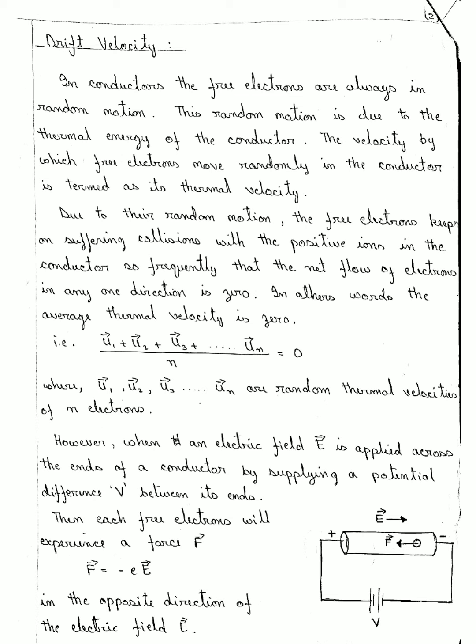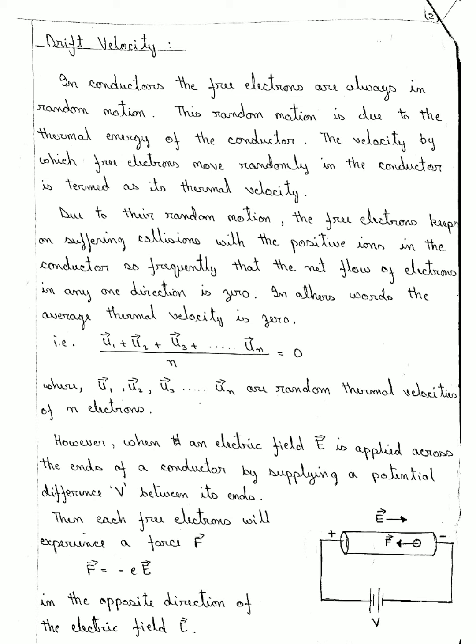Remember, the flow of electrons in any particular direction will constitute a current. Here, the net flow of current in any one particular direction is zero. In other words, the average thermal velocity is zero. If we add all the thermal velocities of the individual free electrons, u1 plus u2 plus u3 plus ... un, where n is the number of free electrons, and divide by n, this is known as the average thermal velocity, and it is equal to 0.